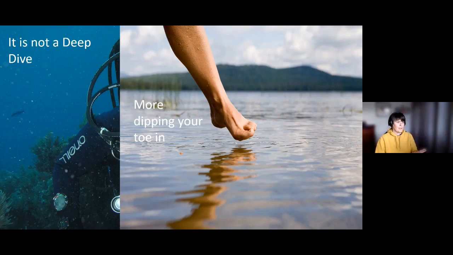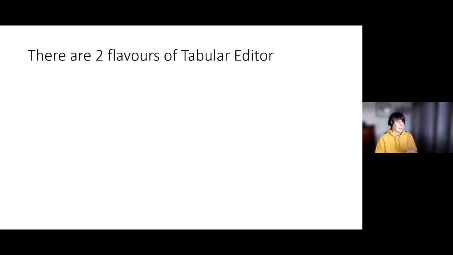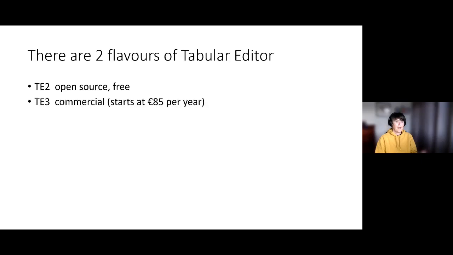A few more things to cover on the slides before we get into the action itself. When it comes to Tabular Editor, there's two flavors. There's Tabular Editor 2, which is an open source and free version of Tabular Editor, and it's superb. There is also Tabular Editor 3, which is a commercial offering, and it starts at 85 euros per year. I think it's the same in pounds, I'm not sure. I haven't updated the slides for that one, but anyway, it doesn't matter. That's how much it costs.